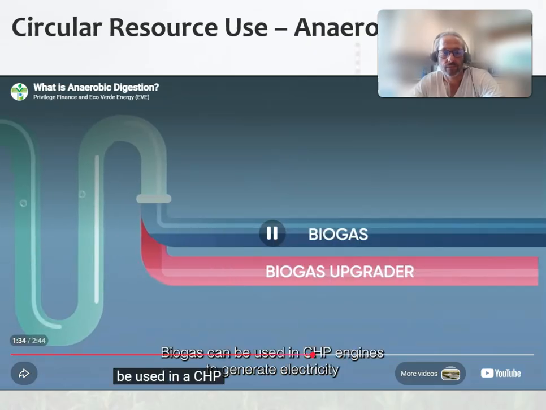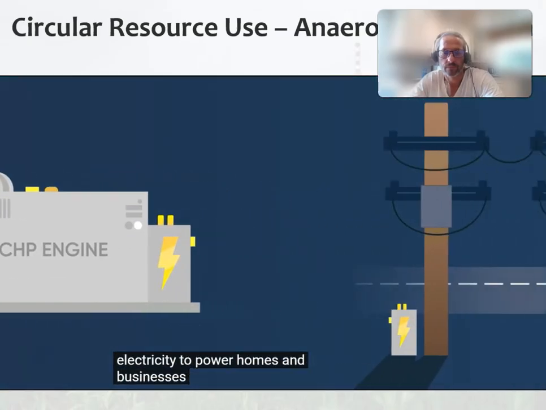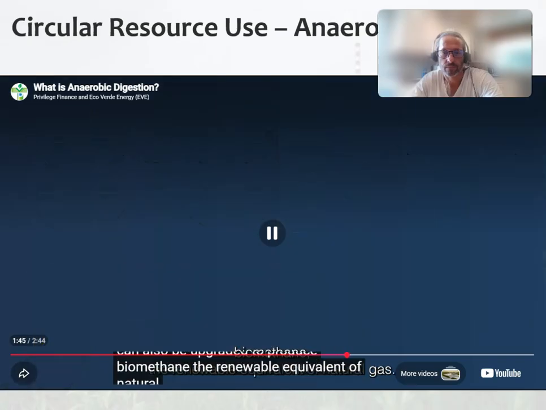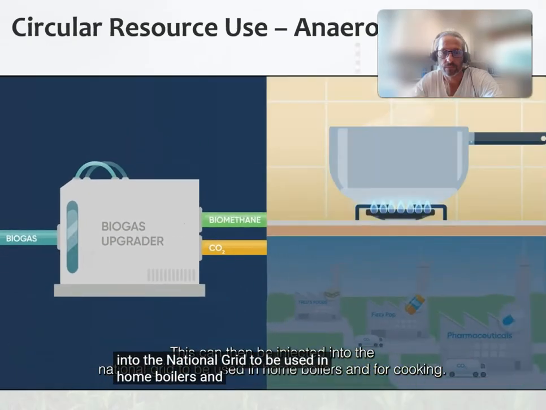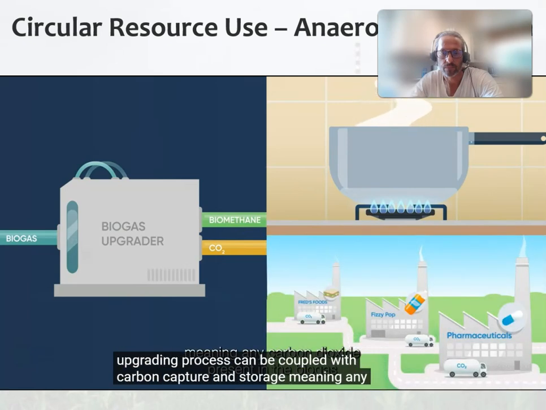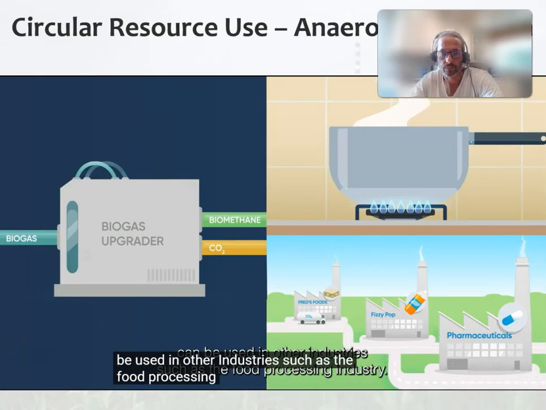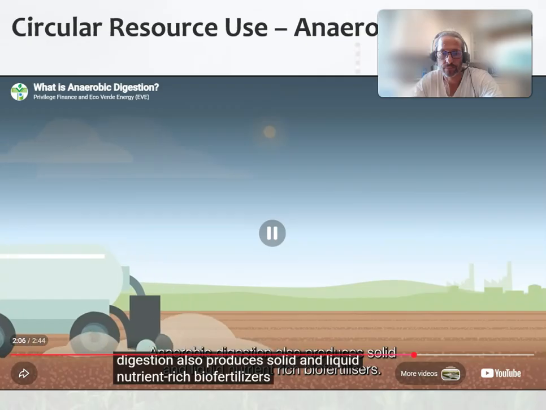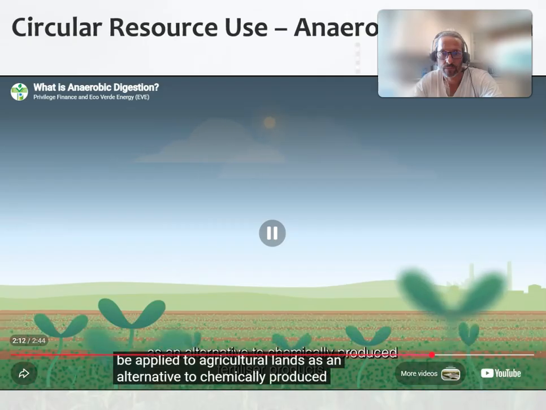Biogas can be used in a CHP engine to generate electricity to power homes and businesses. It can also be upgraded to produce biomethane, the renewable equivalent of natural gas. This can then be injected into the national grid to be used in home boilers and for cooking. The upgrading process can be coupled with carbon capture and storage, meaning any carbon dioxide present in the biogas can be used in other industries, such as the food processing industry. Anaerobic digestion also produces solid and liquid nutrient-rich biofertilizers. These can be applied to agricultural lands as an alternative to chemically produced fertilizer products.